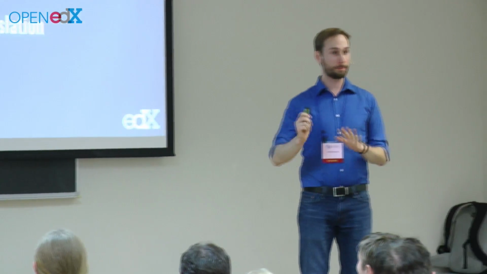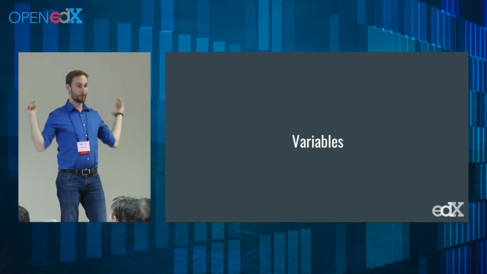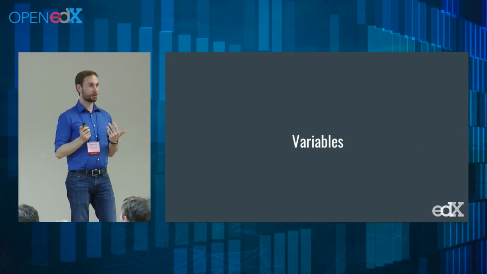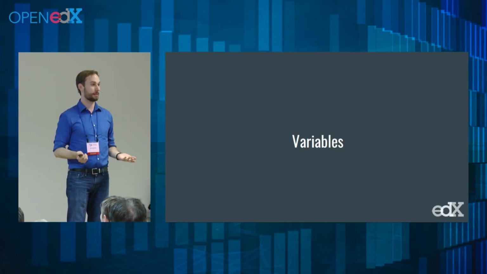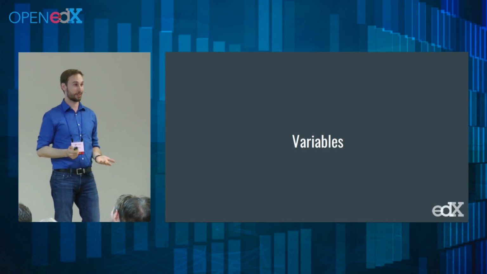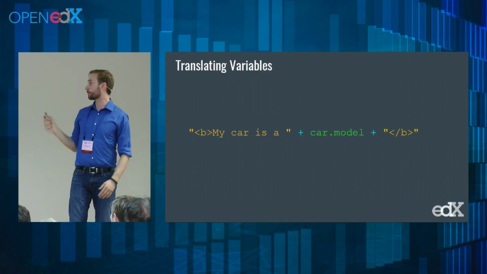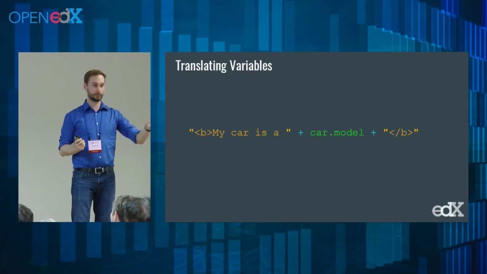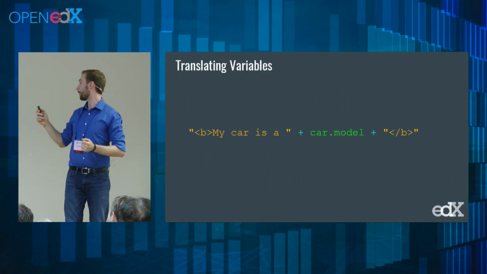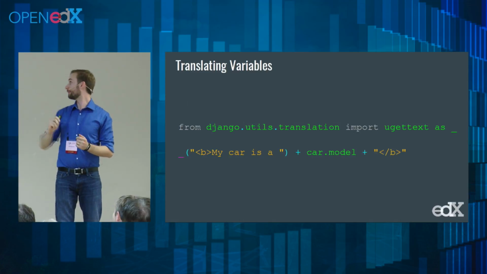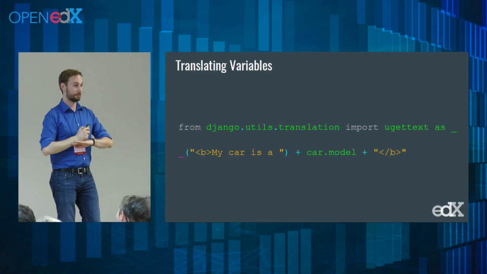This is something that hopefully people are a little bit familiar with already. It's mostly just wrapping strings, but the quality of your translation really depends on how you go about wrapping these strings. So variables is a really interesting place where people can run into some pitfalls. So let's say we have an example. We want to show this string to deliver this to the browser. We're going to bold, my car is a variable name car model, and bold. You could just grab getText and wrap the string, the static string, and call it a day.